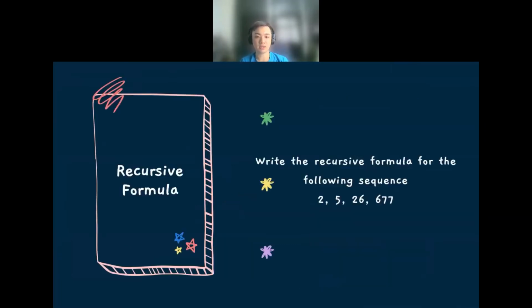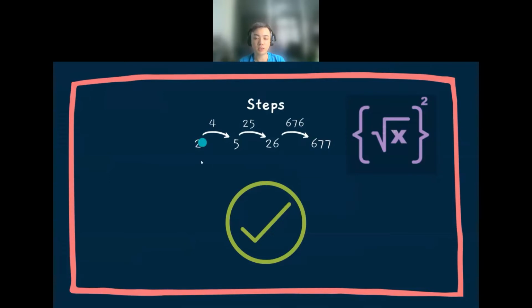For the first example here, write the recursive formula for the following sequence: 2, 5, 26, and 677. So the value for the first one is 2, the square of 2 is 4, the square of 5 is 25, the square of 26 is 676. You might have guessed the formula because each term becomes nearer to the next term when it squares its own value.